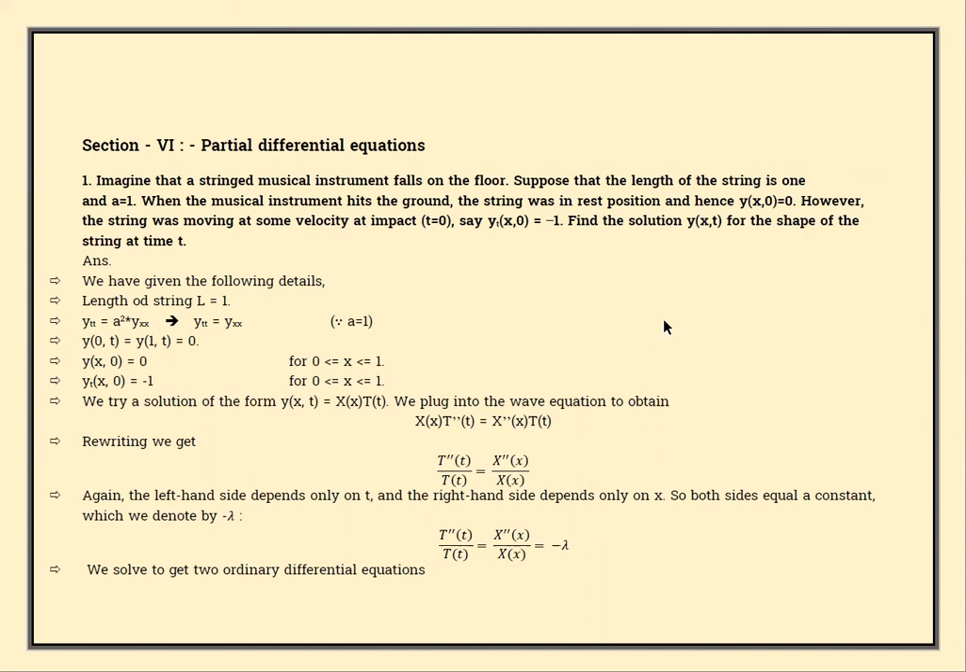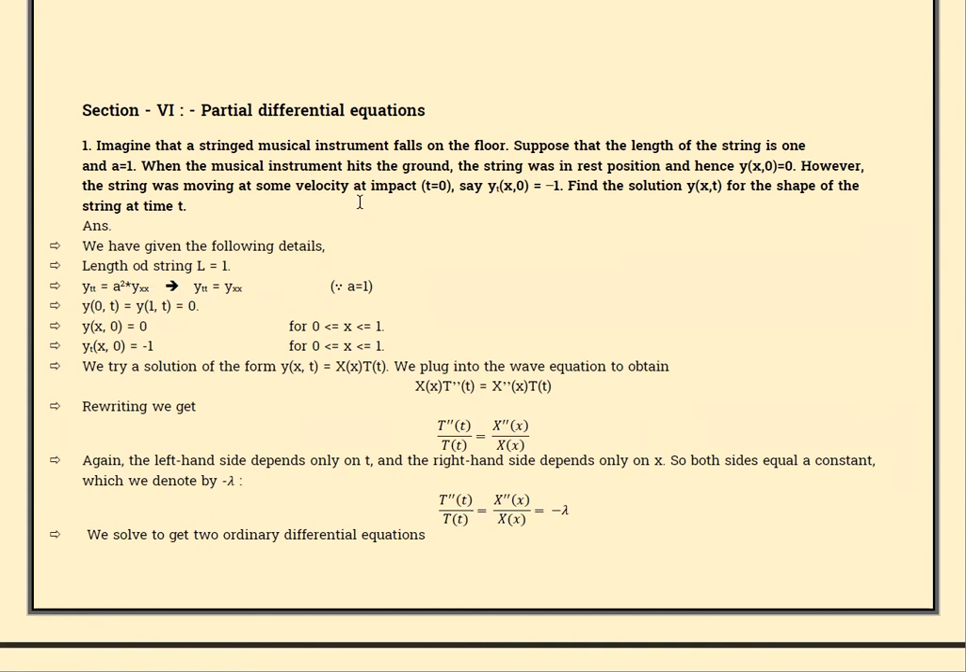And we have to find the solution y of x comma t for the shape of the string at time t. We also know that both ends of the string are hinged. So y of 0 comma t is equal to y of 1 comma t is equal to 0, because the length of the string L is equal to 1. So we have described all of the things that are given in the question. Then I will try to write the solution of the PDE in a short manner, so we can complete that.